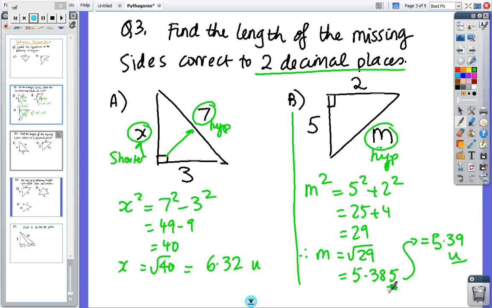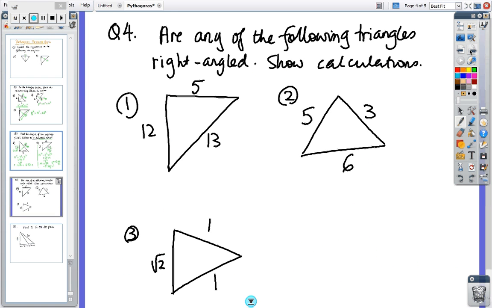Okay, let's move on. This next one is sort of a reasoning question. You're given numbers and asked to show calculations to prove that they are right angle triangles. There are 3 triangles. I'll give you a clue: they're not all yes or all no, so there's going to be some yeses and nos. When you're ready, stop and come back live.